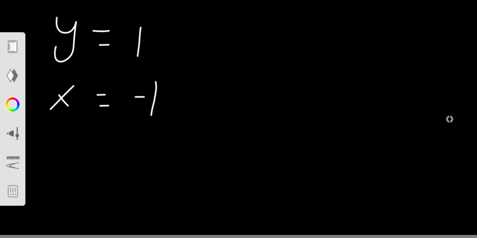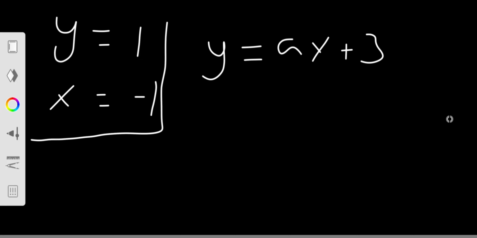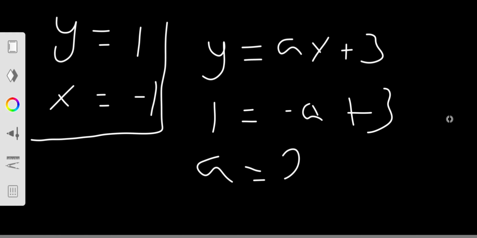So epsilon is equal to ax plus 3. But remember, this line also passes through the point that we found. So 1 is equal to minus a plus 3. Why minus a? Because x is minus 1. So minus a goes to the other side. a is equal to 2. Okay, so this is the answer.